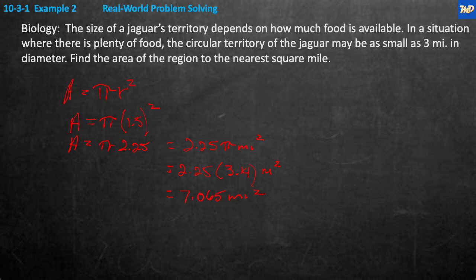In this case, 7. Or in this case up here would be 3 times 2, would be maybe 6, a little more than 6. It's a little odd to say that one. And I think they wanted it more in this one here, the 7.065. And I rounded it to 7 miles square. 7 square miles.